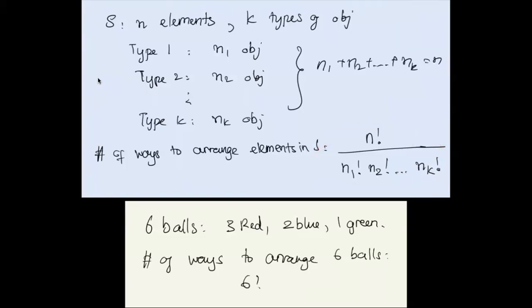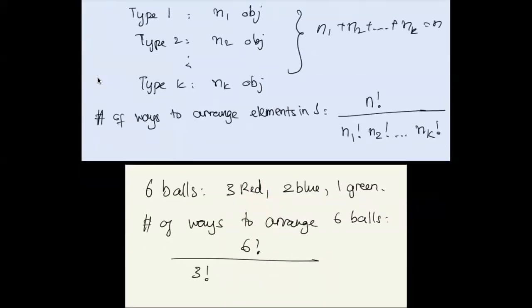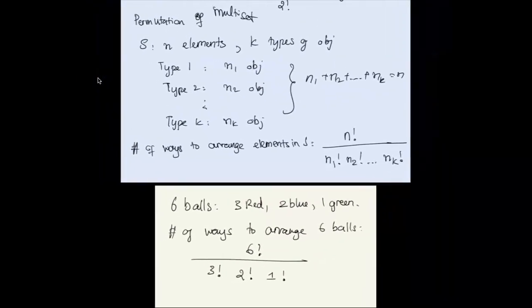I have 6 factorial divided by, red is one type, blue is one type, green is one type. So the number of balls in type 1 is 3. So I divide by 3 factorial. The number of balls in type blue is 2. So I divide by 2 factorial. And the last one is 1 factorial. So this is the formula for permutation of a multiset.